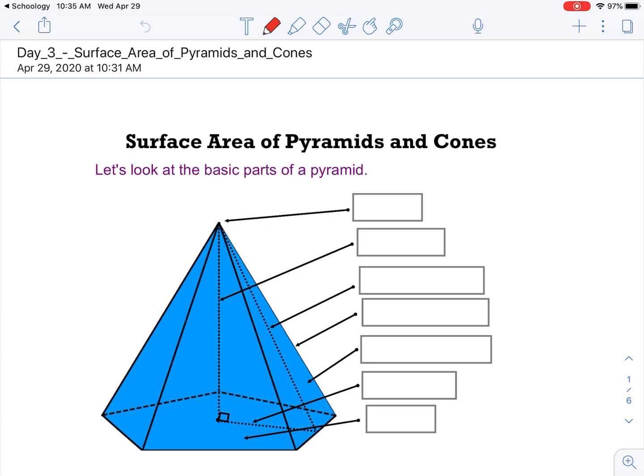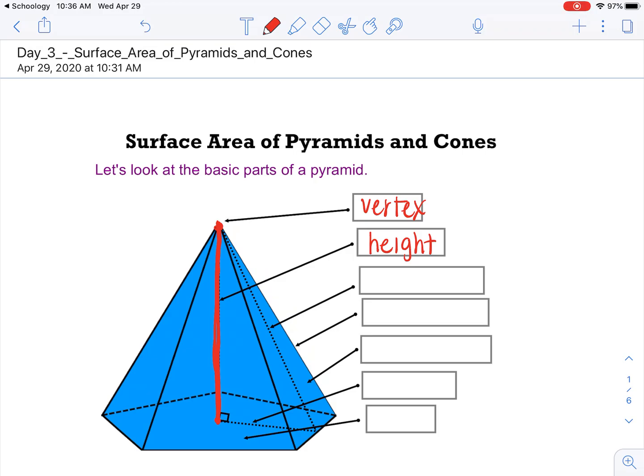Okay, today's notes, surface area of pyramids and cones. So first, vocabulary. What do we think this is called right here? Vertex, correct. This right here, notice it goes from the vertex to right in the middle of the pyramid, right here. That is the height. Notice that it is perpendicular to the base. It is a vertical distance. That's what the height is.